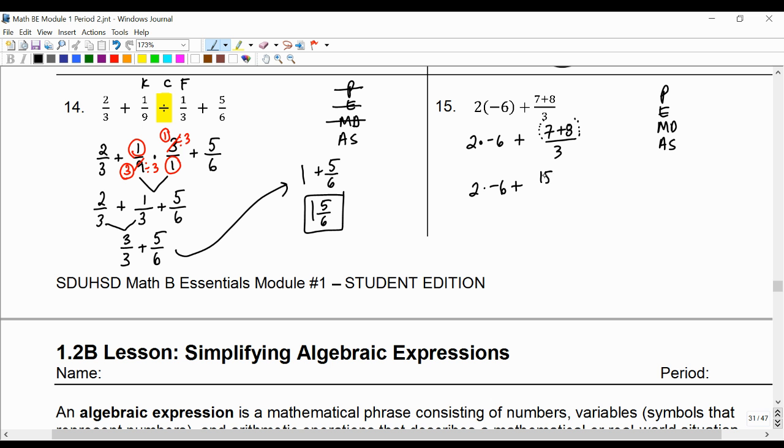7 plus 8 is 15/3. All right, we did that. Now we're on to multiply, divide. 2 times -6 is -12, and 15 divided by 3 is 5. This one is more dominant, so it's going to be negative because they are opposite signs. 12 minus 5 is 7.